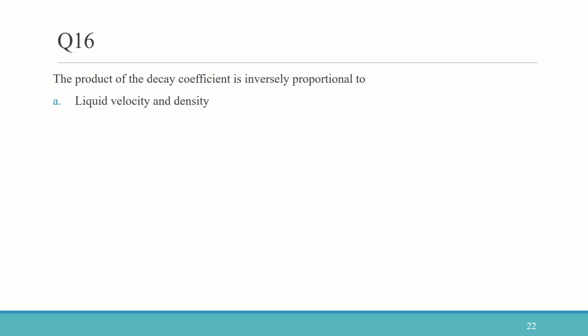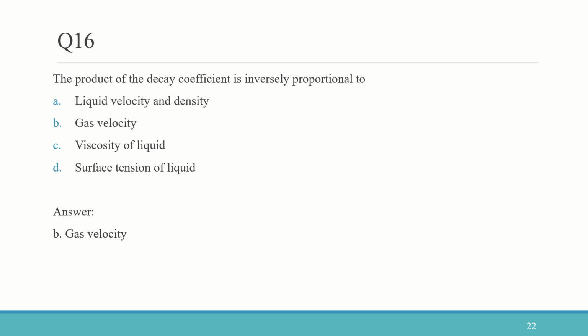Question 16, it is about the product of the decay coefficient, which is inversely proportional to dash. Option A, liquid velocity and density. Option B, gas velocity. Option C, viscosity of liquid. Option D, surface tension of liquid. Option B is the answer. Yeah. Product of decay coefficient is inversely proportional to gas velocity. So option B is the right answer.